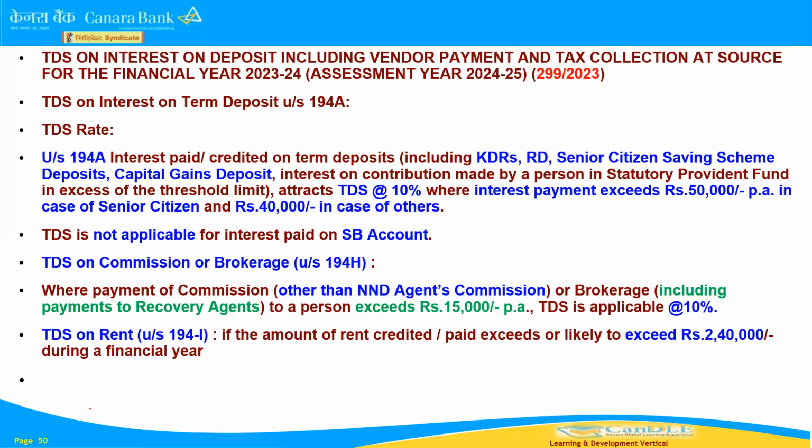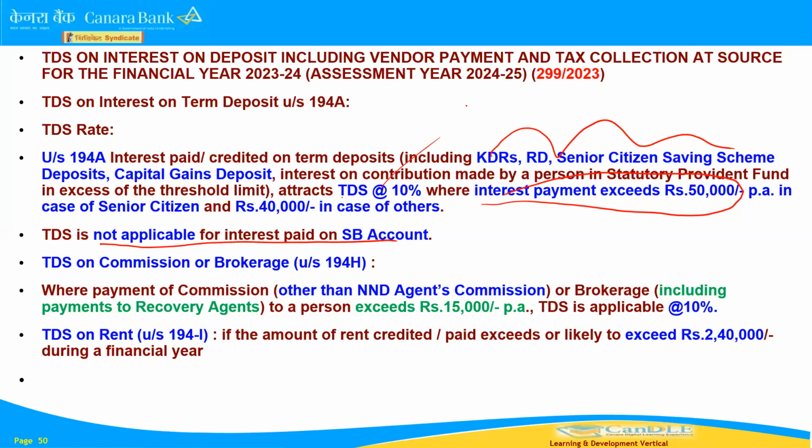TDS on interest on deposits. Remember, TDS is not applicable in SB. First point: if KDR, RD, any senior citizen schemes, yes, it is applicable. How much? For senior citizens, anybody, it is 10%. If PAN card is given, 10%; if PAN card is not given, 20%. If PAN card is given, interest up to 50,000, no problem. Above 50,000, TDS will be deducted.